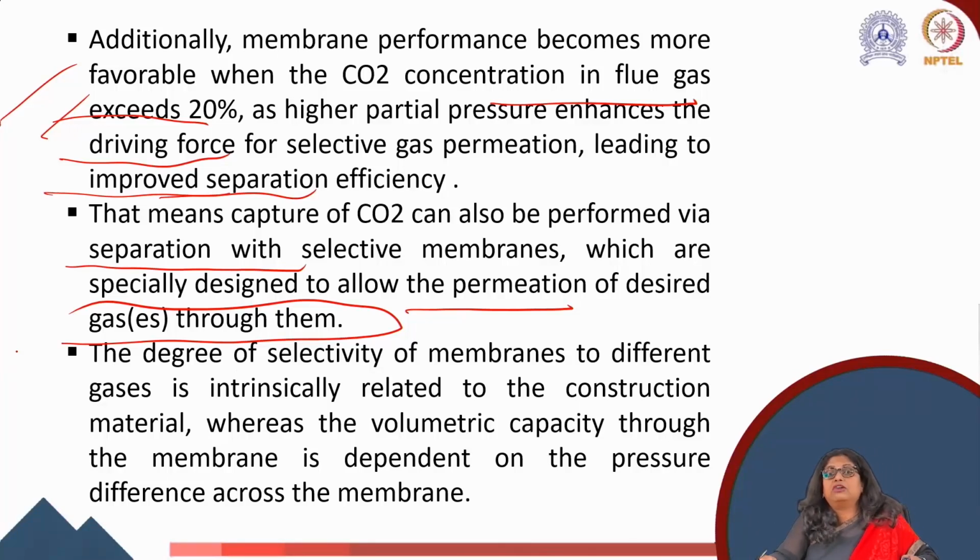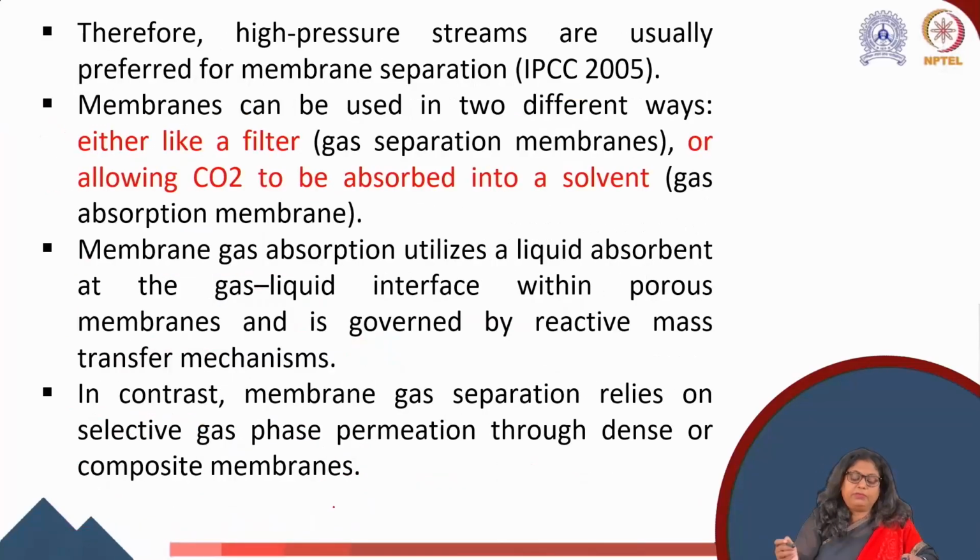The degree of selectivity of a membrane to different gases is intrinsically related to the construction material, whereas the volumetric capacity through the membrane is dependent on the pressure difference across the membrane. So higher pressure streams are usually preferred for membrane separation, as per the IPCC 2005 report.